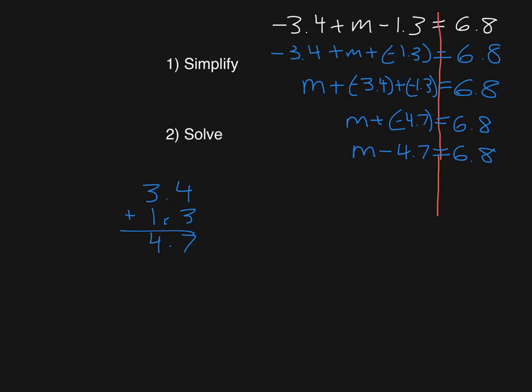We can use our inverse operation. Because this says minus 4.7, I'm going to add 4.7 to both sides. Plus 4.7. Make sure I write the operation. Now, negative 4.7 plus 4.7, this gives us 0. So we have m equals, that's going to give us 5. We carry the 1. 11.5 is our solution. M equals 11.5.